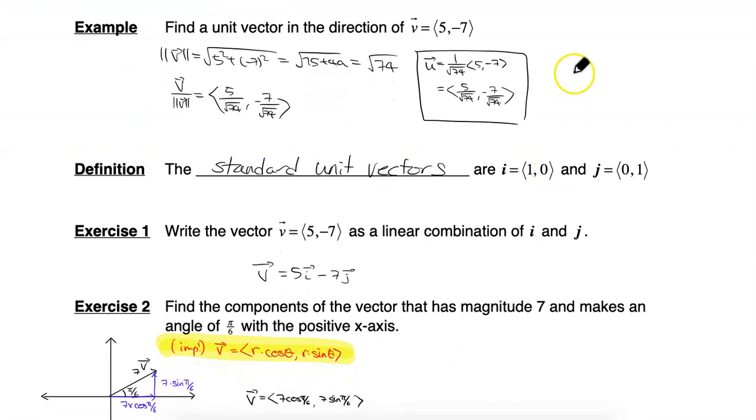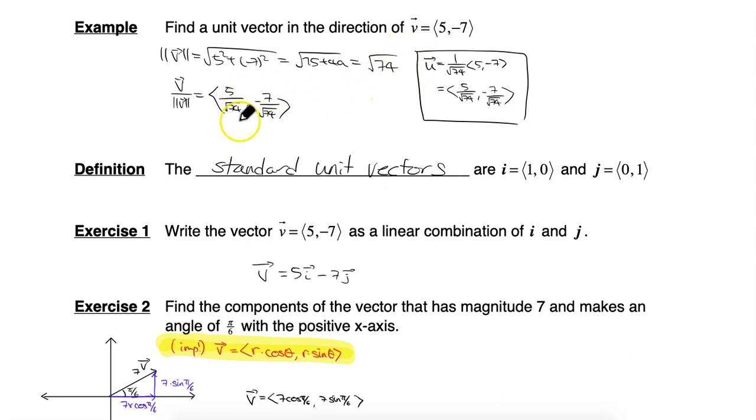So here's a chance to practice that. How can we find a unit vector in the direction of v = (5, -7)? First we'll calculate the magnitude of v, which is the square root of 5 squared plus 7 squared, and then we're just going to take v and divide by root 74. There are two ways of writing that, and both of them are perfectly fine.